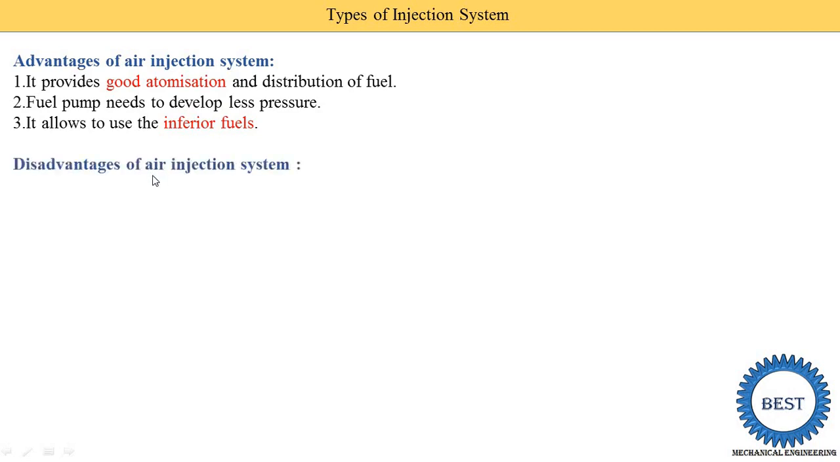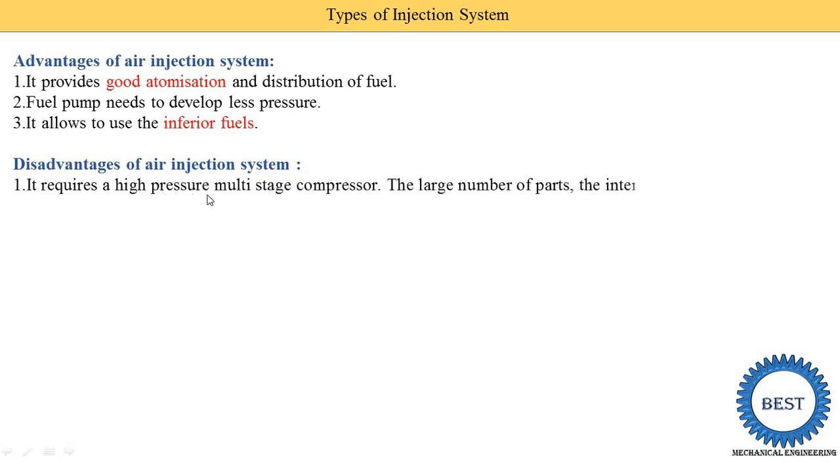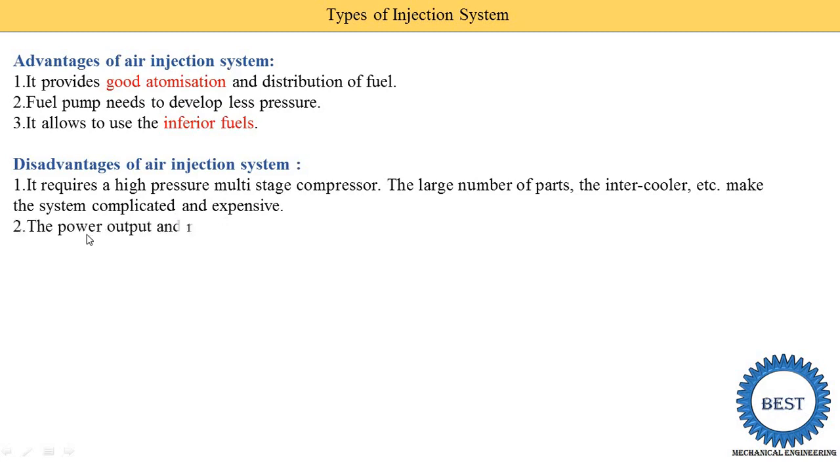Next are the disadvantages of the air injection system. It requires high pressure multi-stage compression. A large number of parts are required when multi-stage is there. So one component required is an intercooler to cool the air, and it makes the system complicated and expensive. So a multi-stage compressor is used, it makes the system complicated and increases the cost of the system. That is called an expensive system.